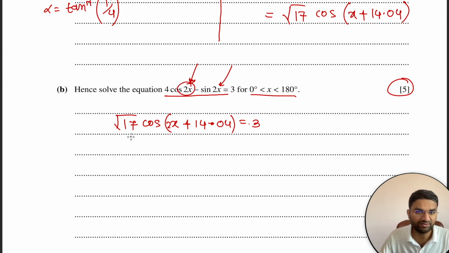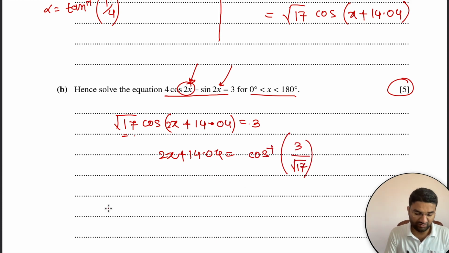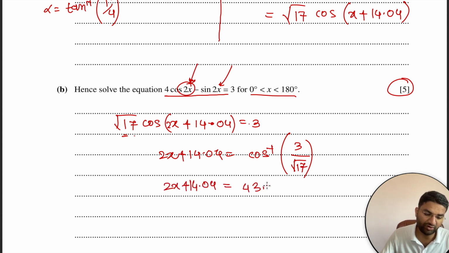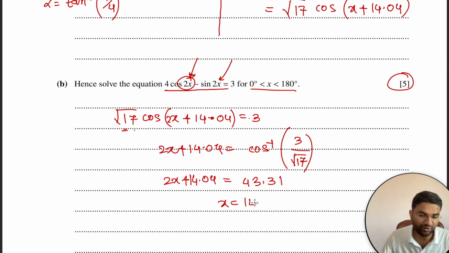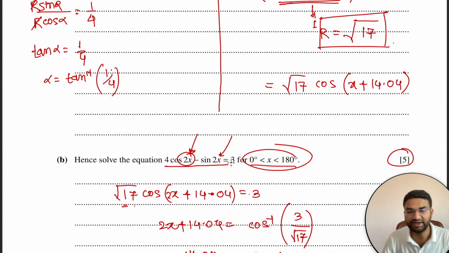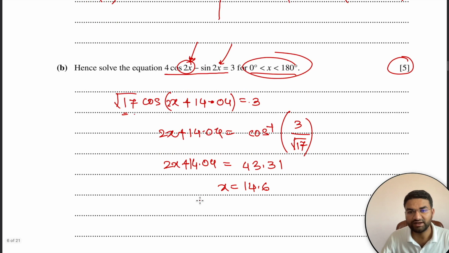Then transfer root 17 to the right hand side, so 2x plus 14.04 is equal to cos inverse of 3 upon root 17. Cos inverse of 3 upon root 17 is 43.31. Minus 14.04 and divided by 2, the x value you will get is 14.6. We have to find values between 0 and 180 degrees, so you will get another value.